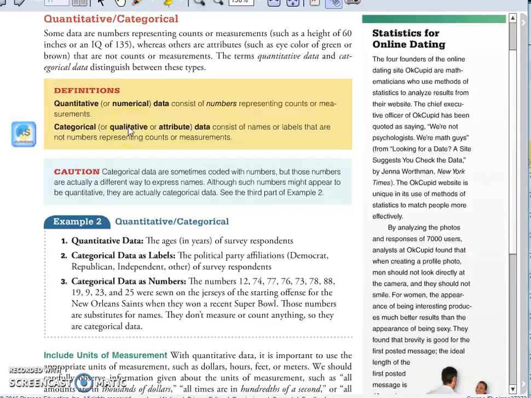Categorical or qualitative attributive data. So qualitative, categorical is going to be qualities. So that's going to be hair color, eye color. I can't take the average of blue, green, or hazel eyes. So that's going to be categorical. That's going to be qualitative data, different qualities.